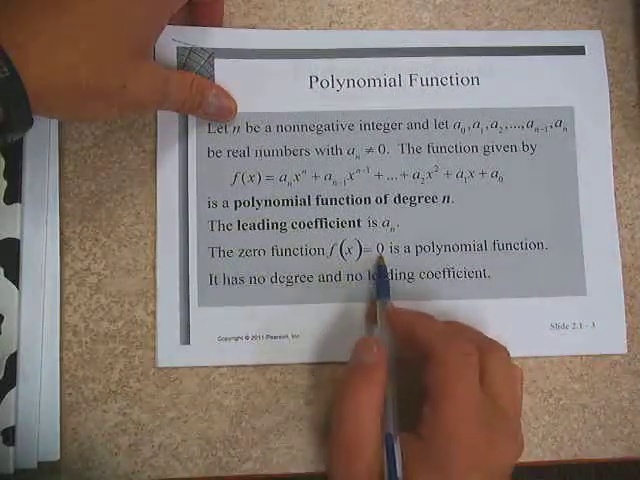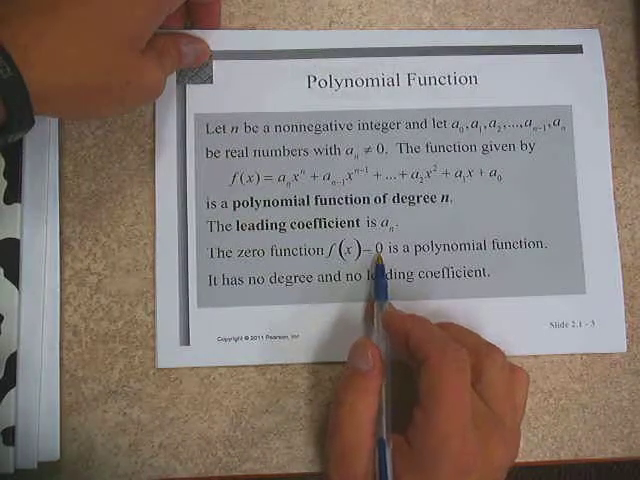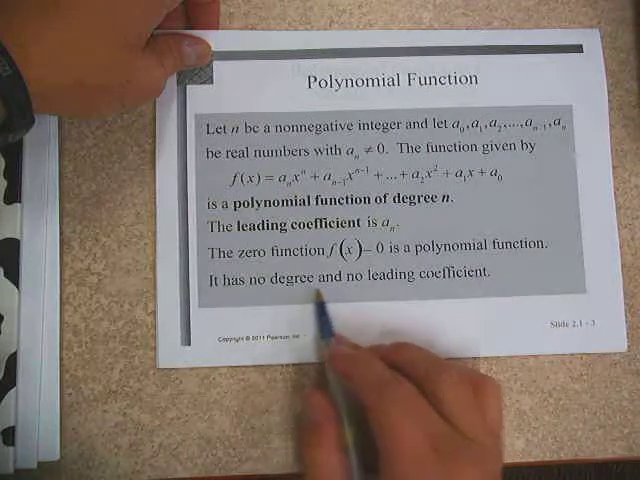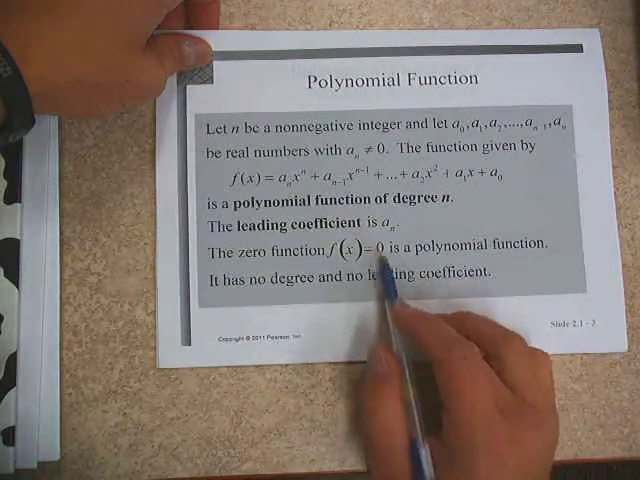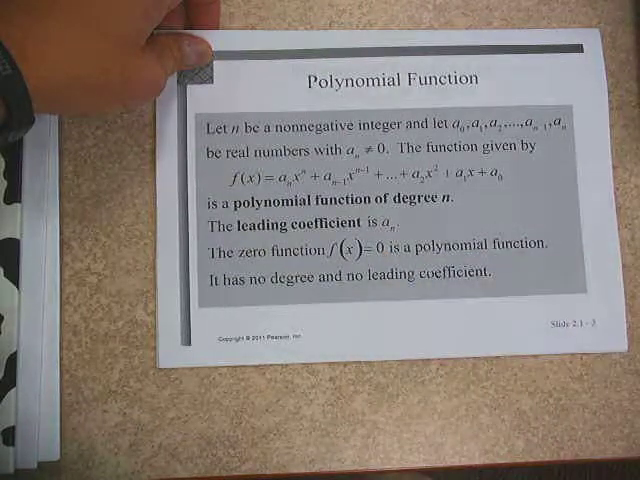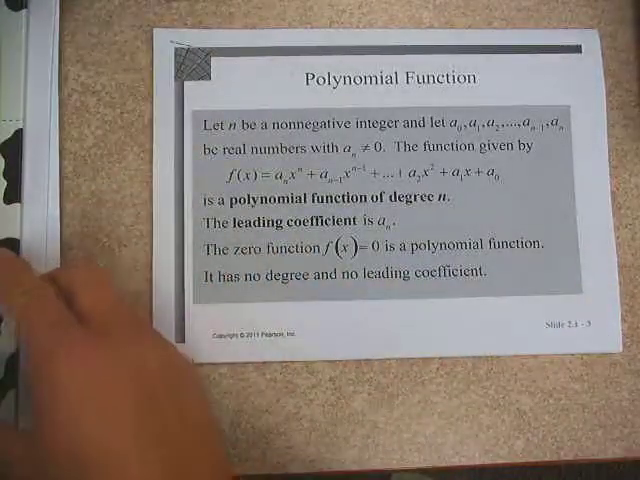We can have a function that is just f of x equals 0. We know if we graph that, that would be the x-axis. And that is a polynomial function also. It has no degree and no leading coefficient, because again, there's no x term here.